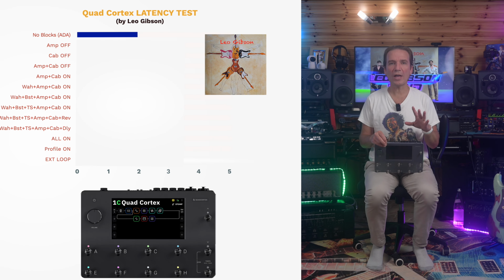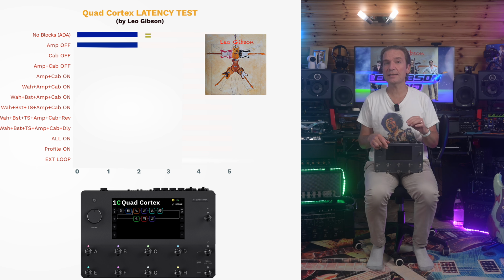We have an empty chain, I mean no effect block inserted, that takes around 2 milliseconds. Therefore, we can deduce that the AD/DA conversion takes around 2 milliseconds. This value has not changed; it is 2 milliseconds now as it was before the firmware upgrade 2.1.